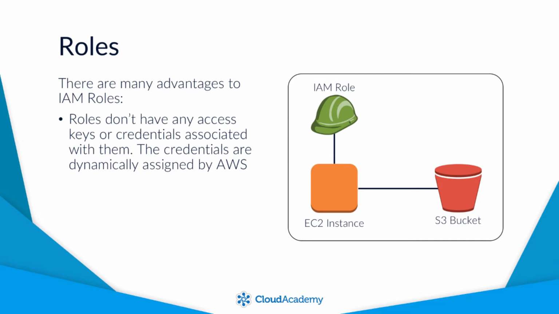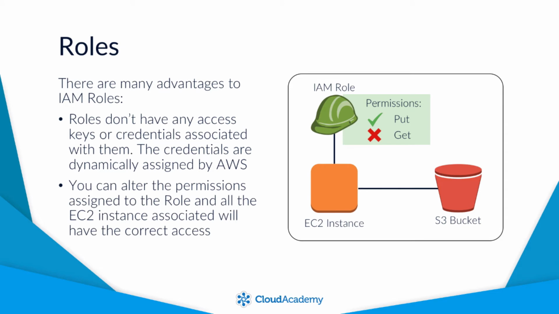Also, imagine you have a fleet of EC2 instances all performing the same task and using the same role. Now consider that your existing application, which was used to perform put and get requests, was now only required to perform put requests only, and get requests must be denied. To make the change, all you would need to do is to alter the permissions assigned to the IAM role, and all EC2 instances associated with that role would now have the correct access. If this same scenario happened by embedding credentials locally on the EC2 instance, then again, this would take a long time to replicate the change on every instance.